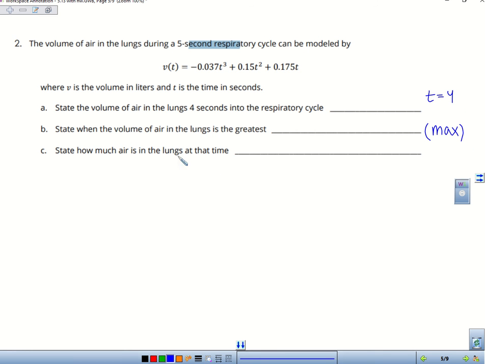And then state how much air is in the lungs at this time. Basically right here, V represents volume in liters and T represents time. So here you're actually finding the max. This is going to be the x coordinate of the max. And this one's going to be the what? Y coordinate. The y coordinate. So this one's telling you when there's that much, the most volume, and then what the actual most volume is. T versus V.